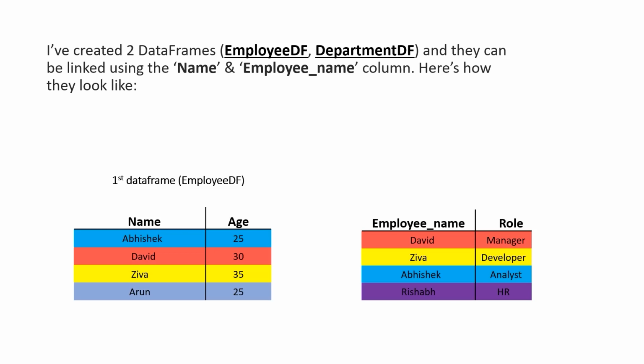So if you see here, we have Abhishek, whose age is 25, and when we go to the department data frame, we get to know that he is an analyst. David, who is 30 years old, is a manager. Ziva, who is 35 years old, is a developer. While Arun and Rishabh are available in only one data frame. Now let's go to Google Colab and actually create these data frames.